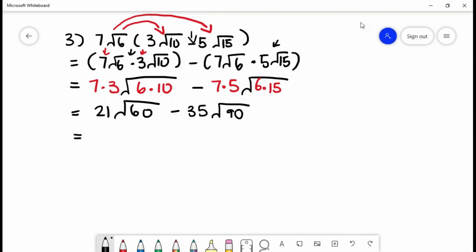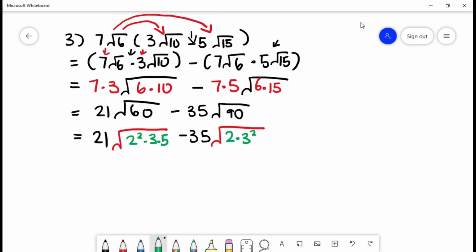So now, to get them into the simplest forms, we prime factor the radicand. The prime factorization of 60 is 2 squared times 3 times 5. And now we have to prime factorize the 90 inside as well. The prime factorization is 2 times 3 squared times 5. So now we can simplify. We know that the root index for all of these is 2. Nothing is written here as a root index, so it is good to know that the root index is 2.